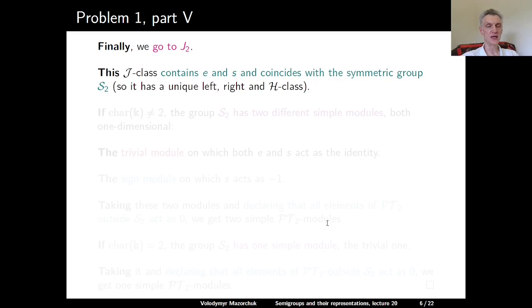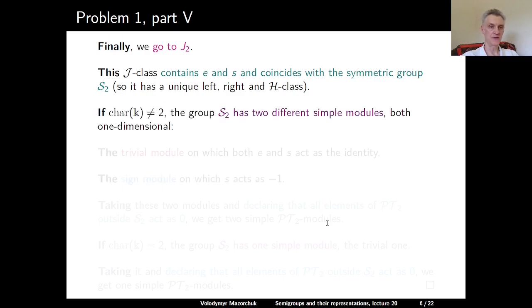This J-class contains two elements, E and S, and they form a group. So this J-class has a unique left, unique right, and so unique H cell, and that's a symmetric group S2. So the corresponding maximal subgroup is the symmetric group S2.